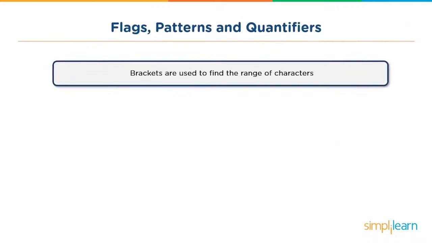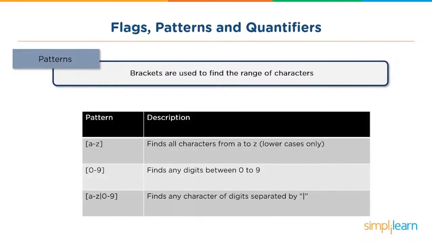So moving on, we have patterns. Now these patterns are basically brackets and are used to find the range of characters. Now again we have these patterns. You have A to Z, which finds all the characters from A to Z in lower cases only. Then we have 0 to 9, which finds all the digits between 0 to 9. And finally, we have the letters of the alphabet and the digits separated by a pipe. Alright, so this basically finds any character, be it an alphabet or a digit. I hope this was clear to you.